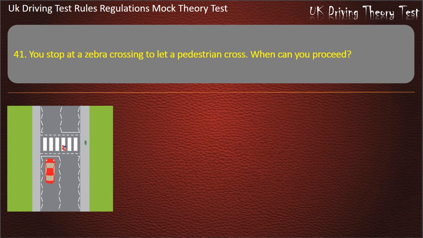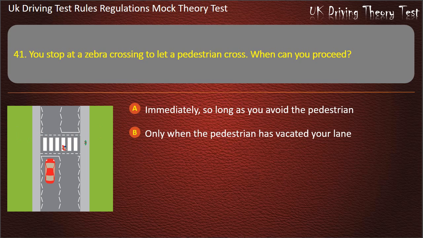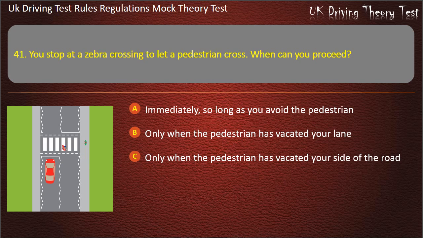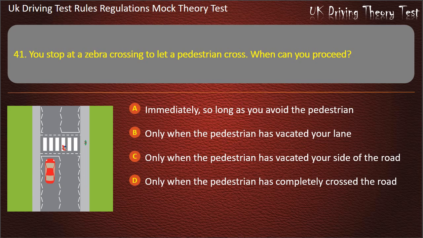Question 41. You stop at a zebra crossing to let a pedestrian cross. When can you proceed? Immediately, so long as you avoid the pedestrian. Only when the pedestrian has vacated your lane. Only when the pedestrian has vacated your side of the road. Only when the pedestrian has completely crossed the road. Answer. Only when the pedestrian has completely crossed the road.